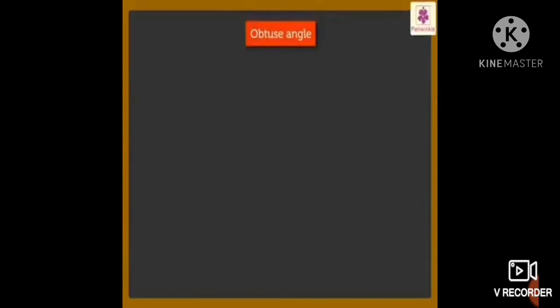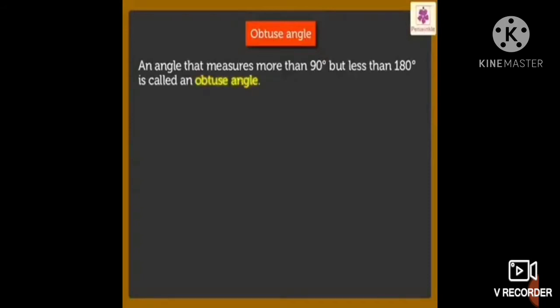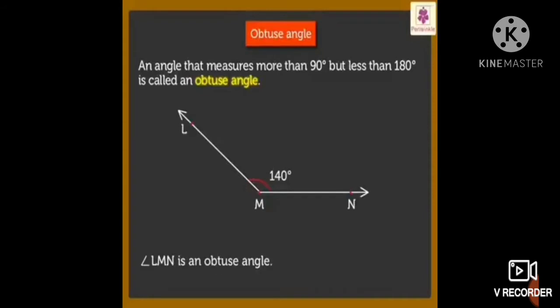The next one is obtuse angle. An angle that measures more than 90 degrees but less than 180 degrees is called an obtuse angle. So this is an example for obtuse angle, an angle of 140 degrees here. Angle LMN. Here the angle LMN is an obtuse angle.